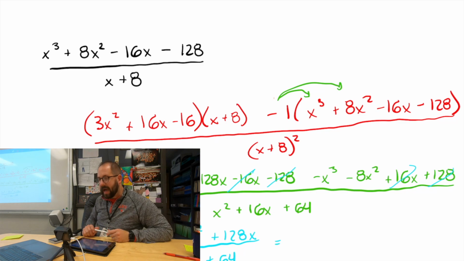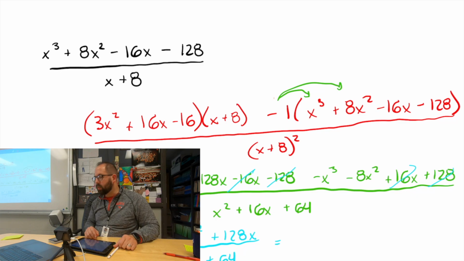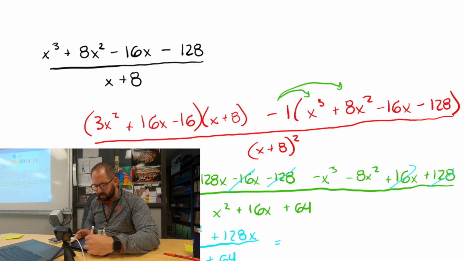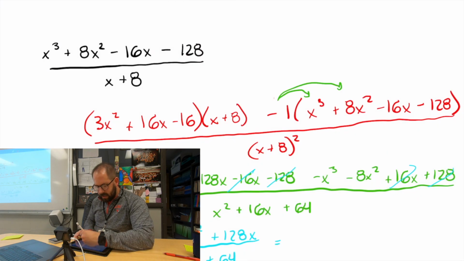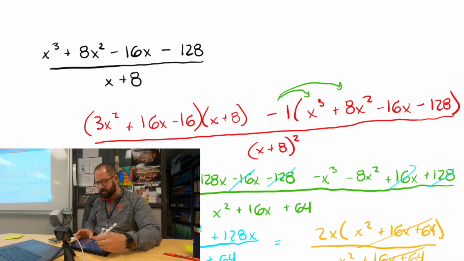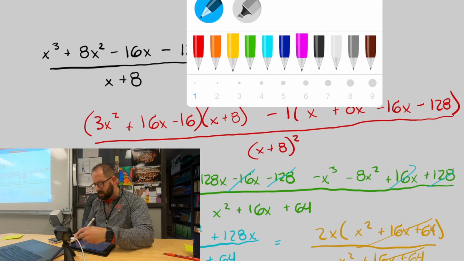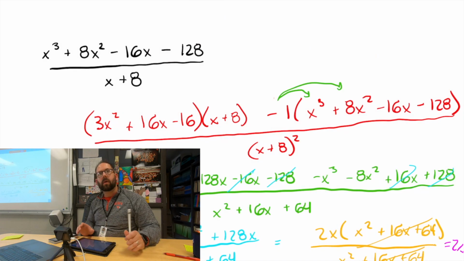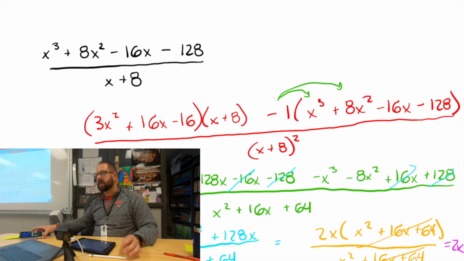And the top and bottom are factorable. In fact, it's really factorable. If I pull out a 2 and an x off the top, it's x squared plus 16x plus 64. And those cancel, and what am I left with? 2x. The derivative of that is 2x.